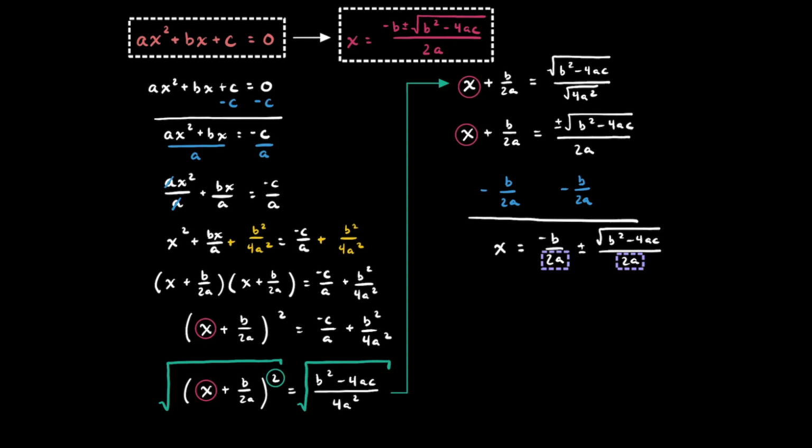And since these denominators match, we can rewrite this as one fraction. After all that work, we can finally write x equals the opposite of b plus or minus the square root of b squared minus 4ac all over 2a. And there we have it. I hope I somewhat convinced you that the quadratic formula is really just the quadratic equation in standard form, written in a different way.